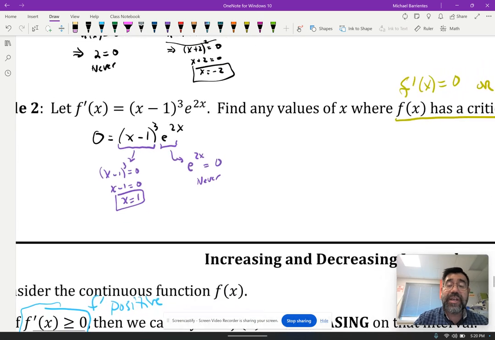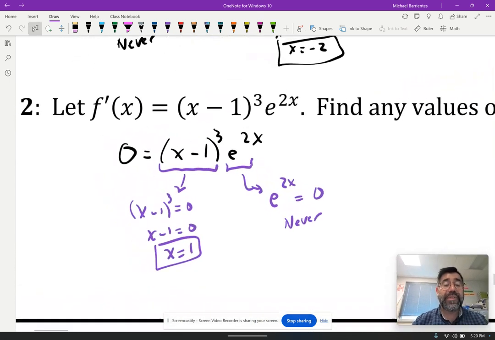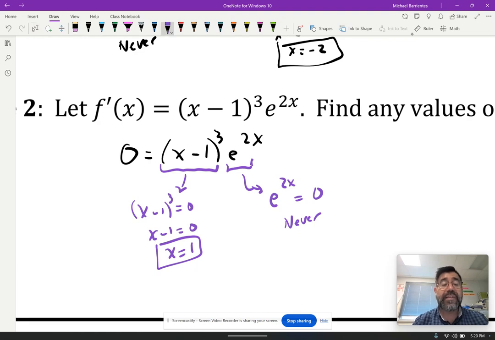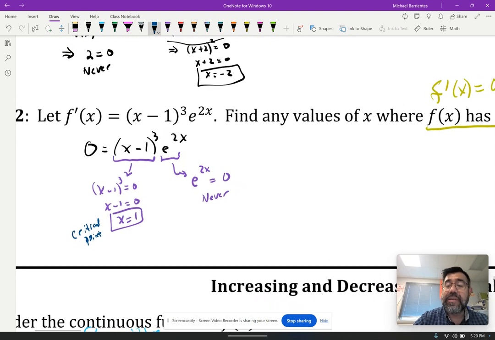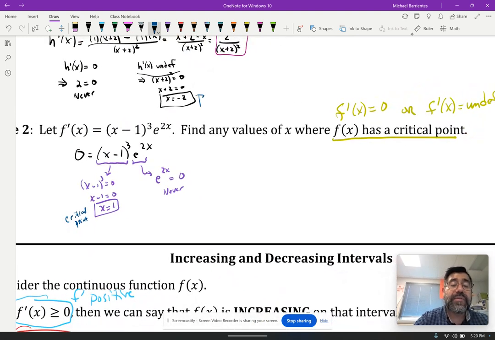And then I should check, when is f prime undefined? Well, this really isn't undefined because this doesn't have any issues by itself, and this doesn't have any issues by itself, and together they don't have any issues. So the function is defined everywhere. The derivative function is defined everywhere. It's just that x equals 1 causes the derivative to be equal to 0. So there's only one critical point here. So this is my critical point, I think is the word they used. Yes, this was my critical point. And again, some people call it a critical value.